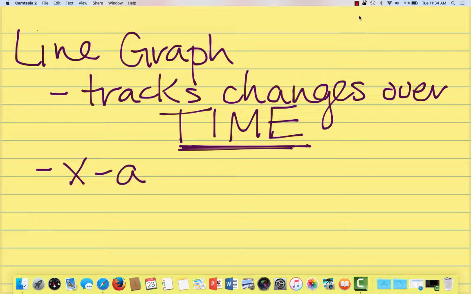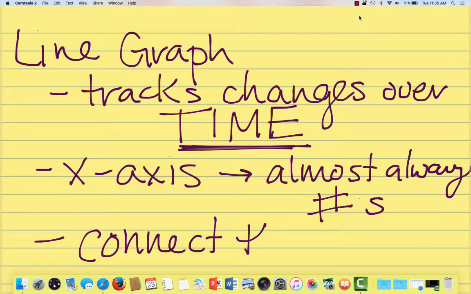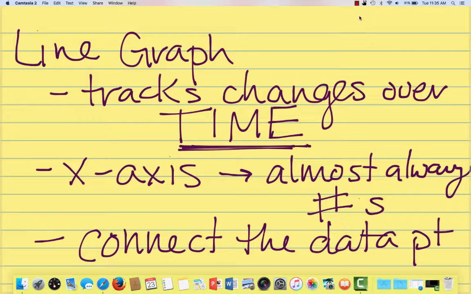So one thing to keep in mind that gives this one away is that your x-axis is almost always numbers. Not always, but for the most part. A couple of things just to remember. Whenever you do have a line graph, make sure you connect your data points. You'll be amazed at how many papers I grade where you have all your dots, but you don't connect them. So what's that going to show you? The reason for a line graph is to have a line on it. So make sure that you connect your dots once you are done.